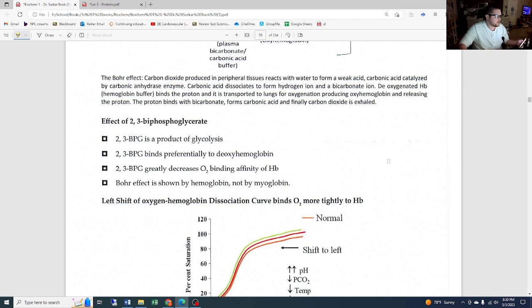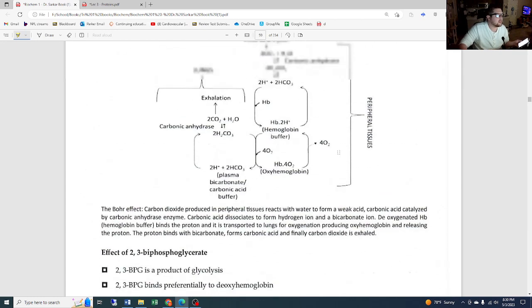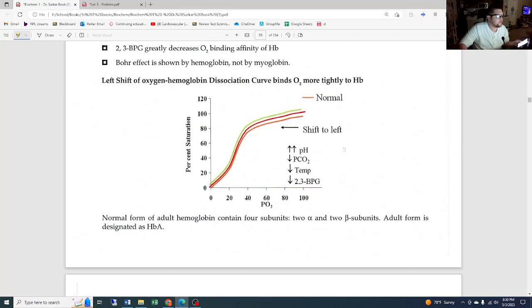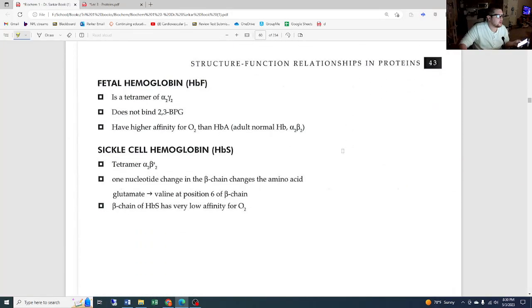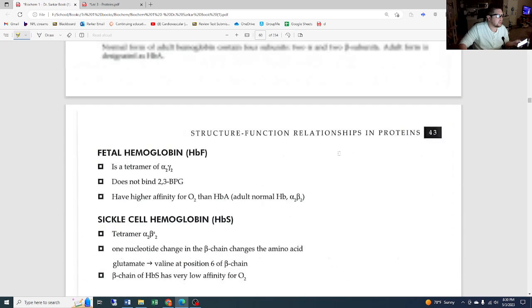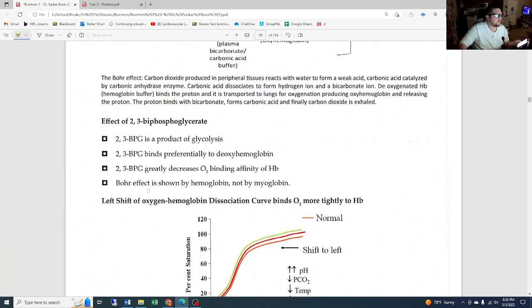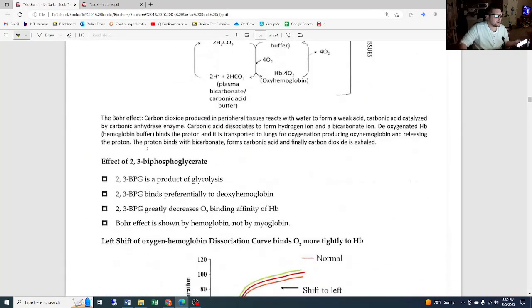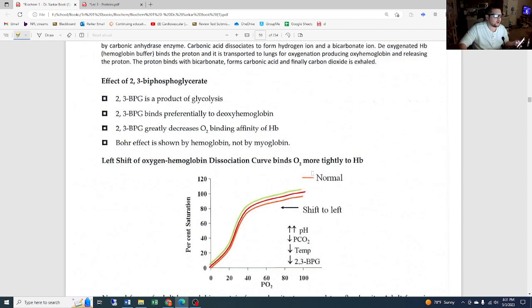A lot of this we'll get into a little bit later. And just the last little note, this is again talking more about the Bohr effect. We really don't go this deep into the Bohr effect. I wouldn't worry too much about all of this at this point right now.